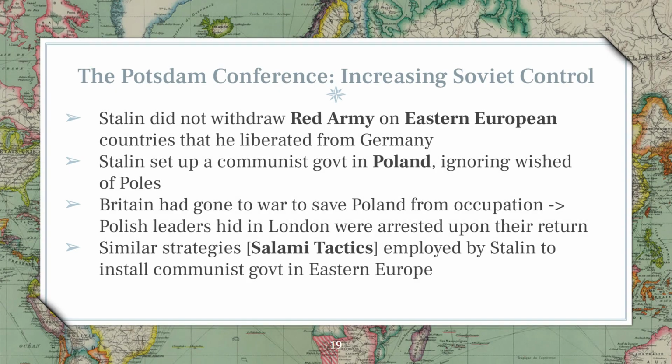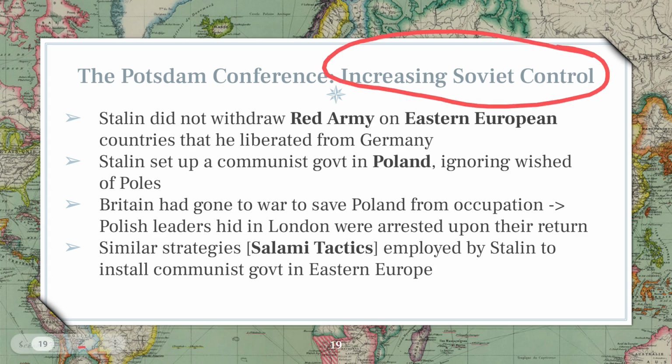Right. So what's the issue here? You tend to be asked this question about explaining why the Potsdam Conference led to disagreements or led to the Cold War. It's really because of the disagreements they had at the Potsdam Conference. One of the things they were so upset about would be the increasing Soviet control in Eastern Europe.